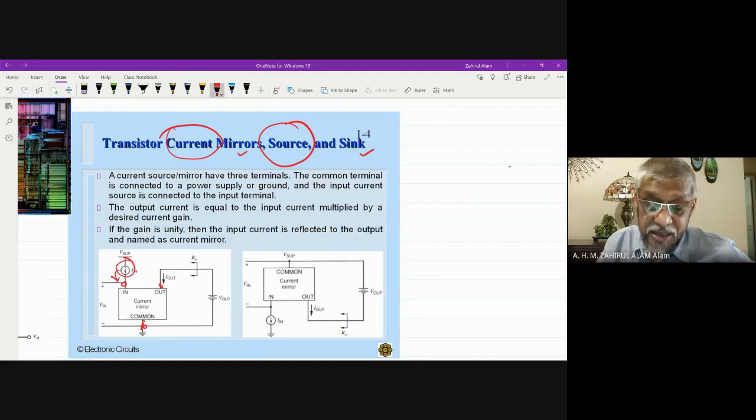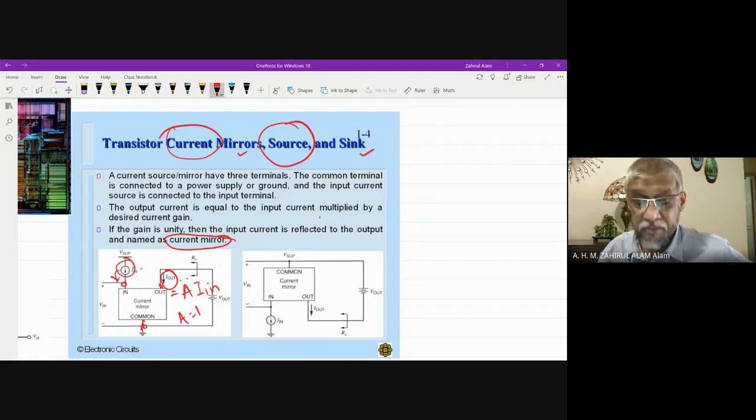The output current is equal to the input current multiplied by some current gain, if we consider a current amplifier. If A is equal to 1, then the output current is equal to the input current. This case is known as a current mirror. So in a current mirror, we give a supply to the input, and we get this output current.